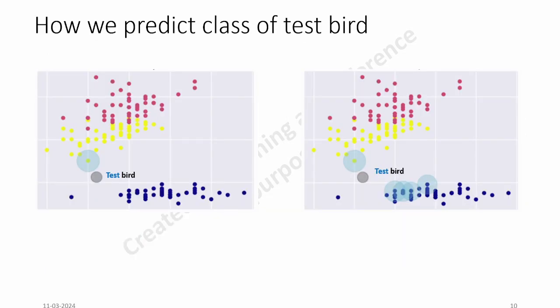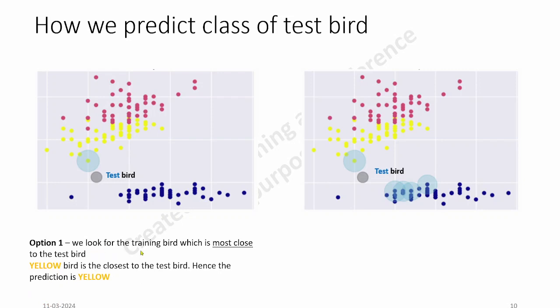So how do we predict the class of a test bird? There are many approaches here. One approach would be to look at the test bird and the very close or very similar, only one neighbor in your training sample. Another approach can be to look at multiple neighbors or multiple similar birds in your training sample, and then from the multiple pool we will find out the maximum, or the type of bird which is most prominent in that pool.